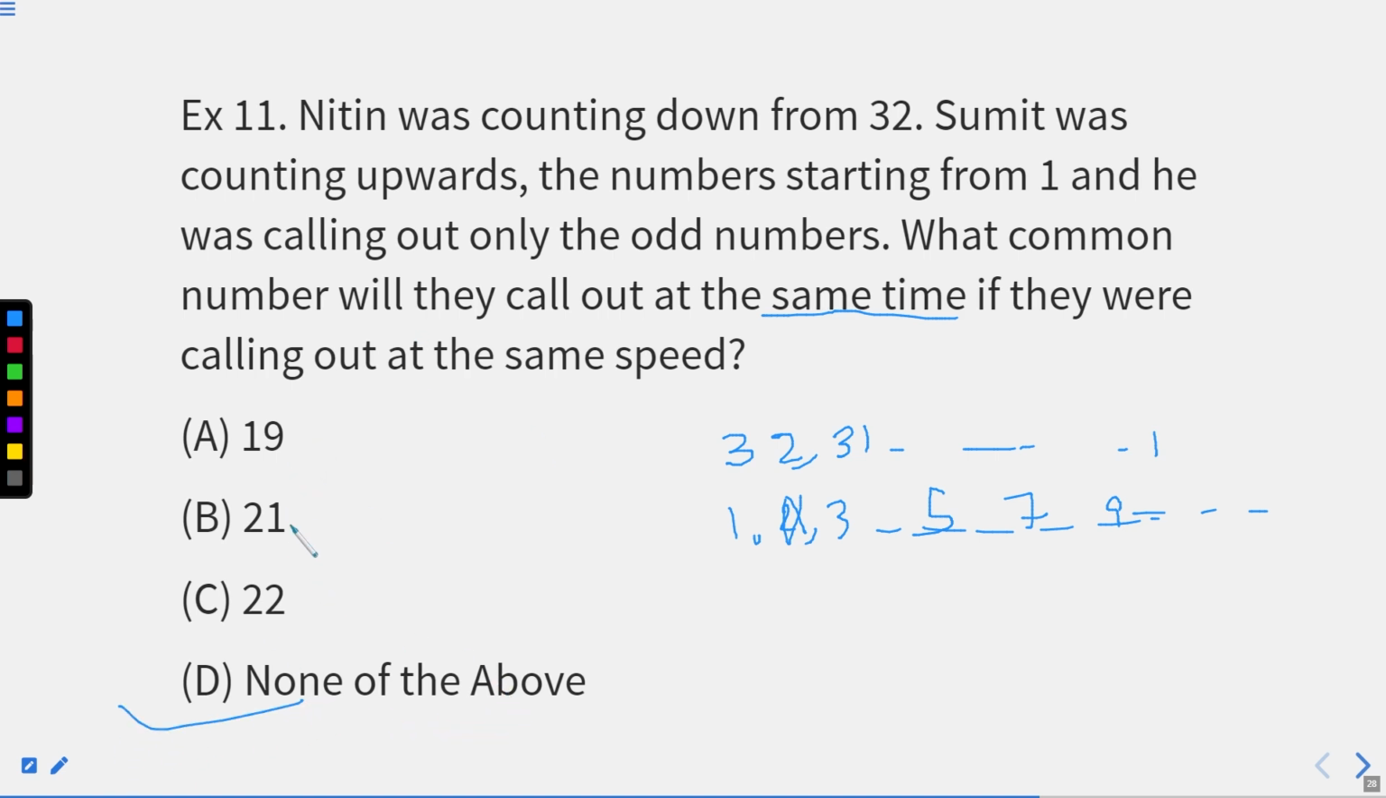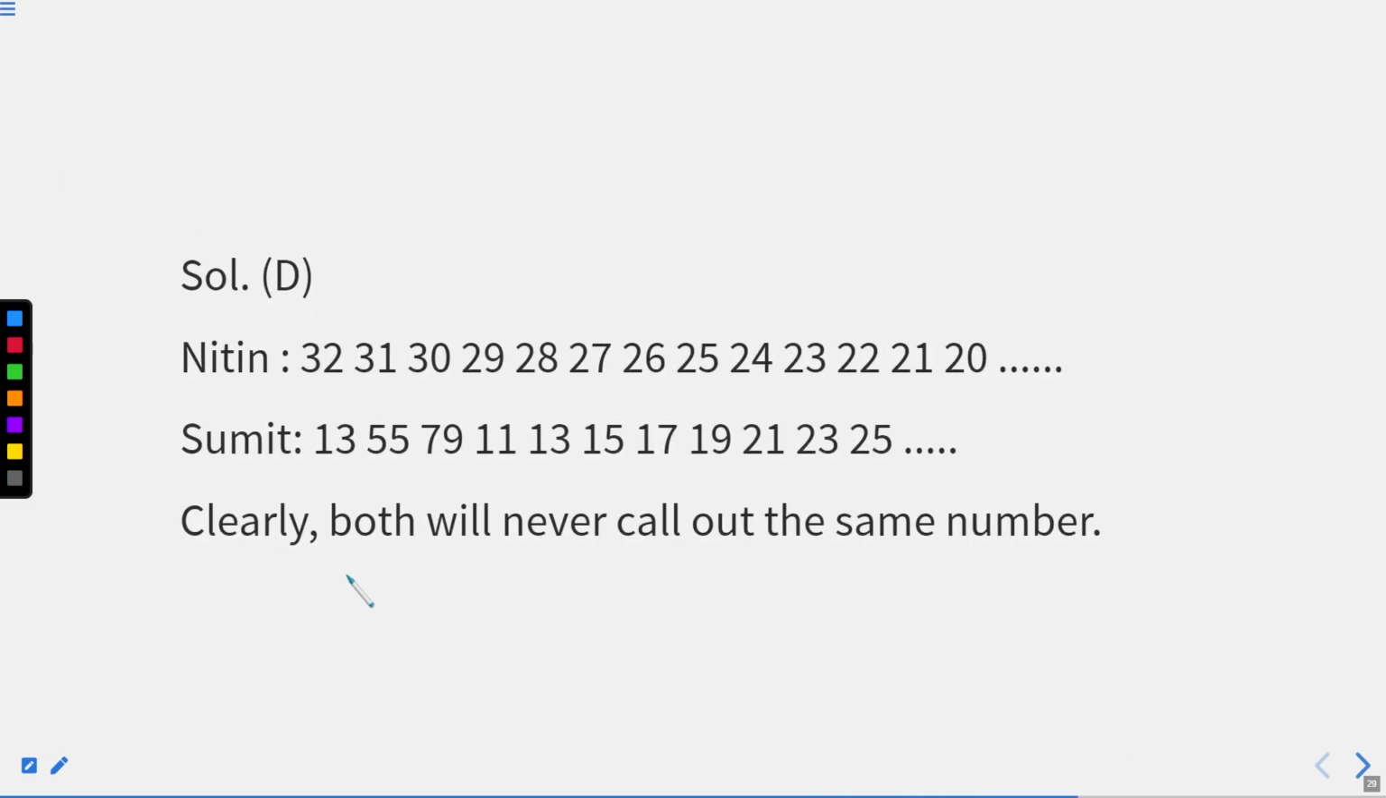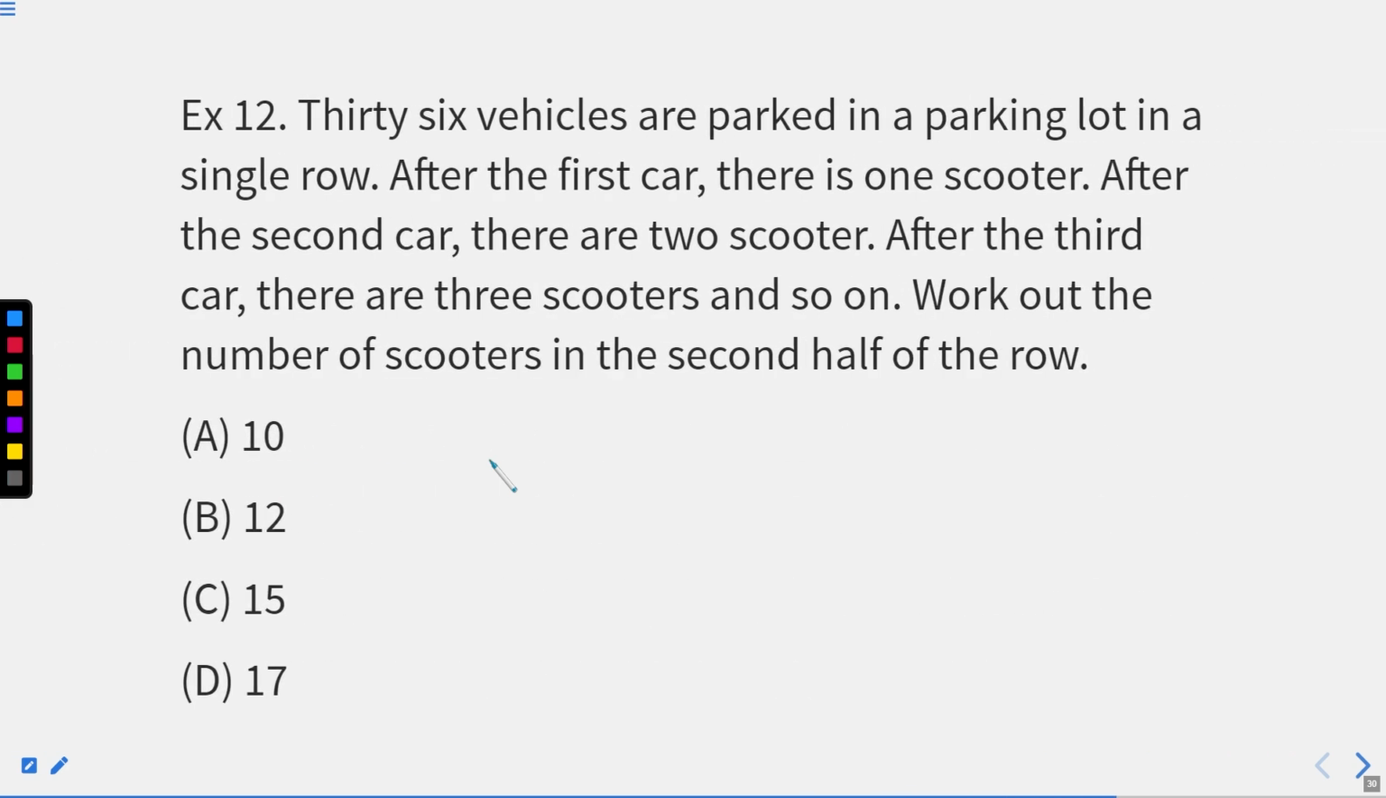Neither 19, neither 21, neither 22. We have checked for each number, right? So the answer will be none. Option number D. Okay. So if you look forward to the next question, again on the basis of some different language. So here again we need to read the question properly, to see what is asked or what conditions are given in the question.